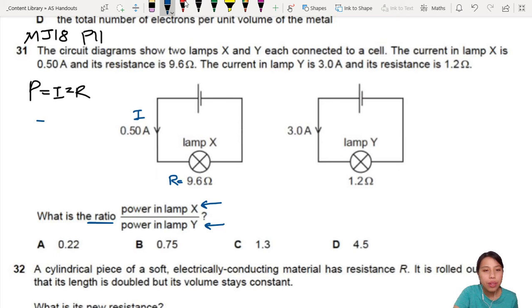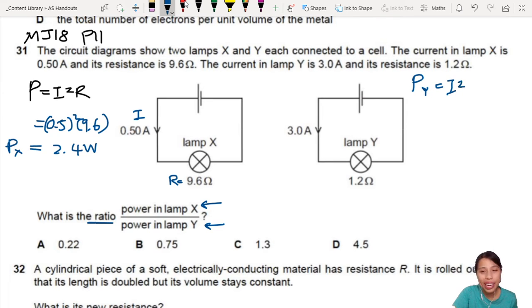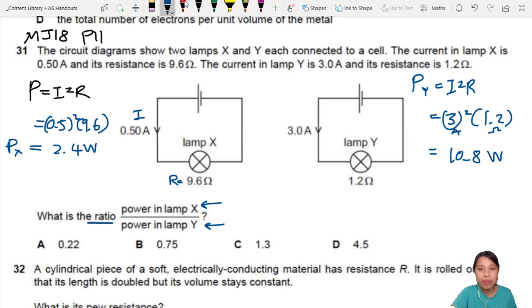That is it. So I squared, 0.5, R is 9.6. Then you should get about 2.4 watts. I calculated this one already. Then you do the other one separately. This is for PX. Then you have PY, also I squared R. So I is 3 amps. R is 1.2 ohm. Write the unit. Okay. So 3 squared times 1.2, 10.8 watts.